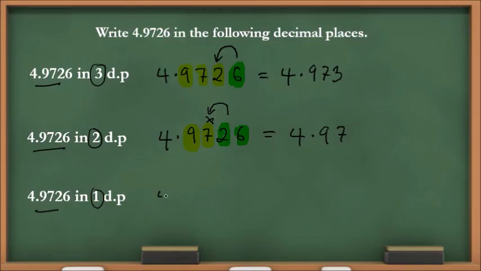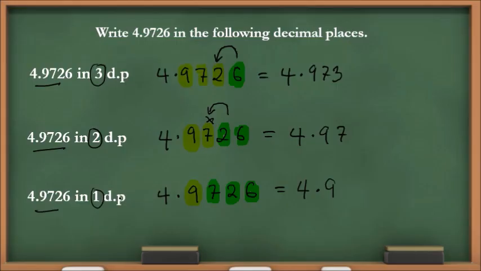Now, the last question, we have a 4.9726. We're told to write this in 1 decimal place. Therefore, we will be writing this 9, but we will not be writing this 7 to 6. But we need to consider the 7 because the 7 is just after the 9. Now, let's see. Now, our answer is supposed to be 4.9, but we need to consider the number before the second number.